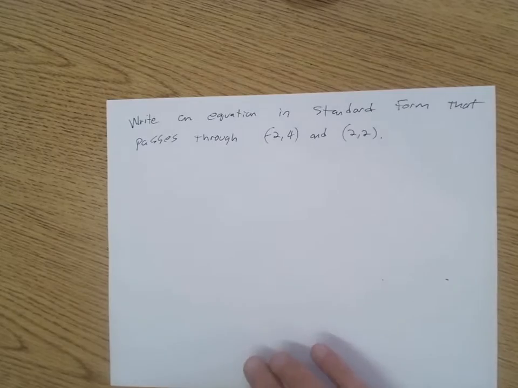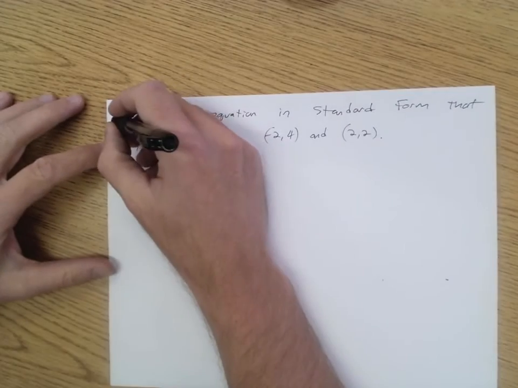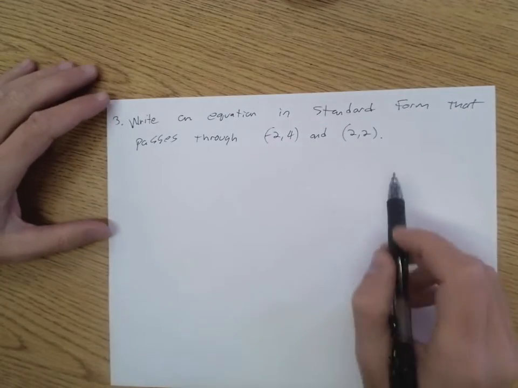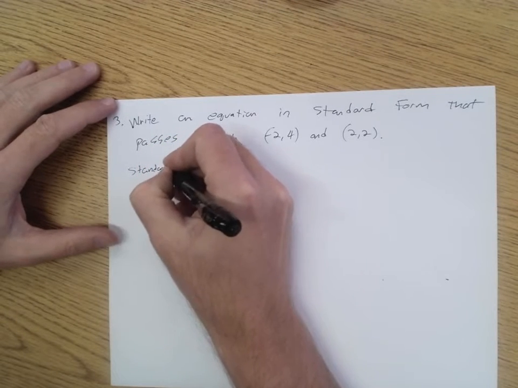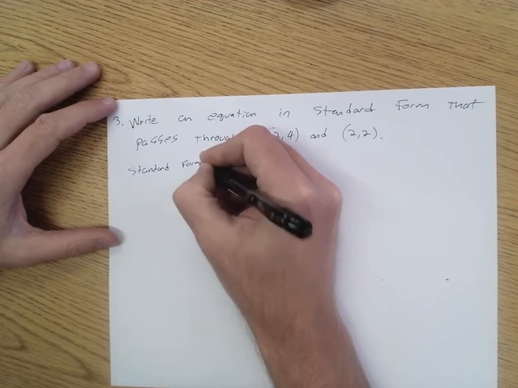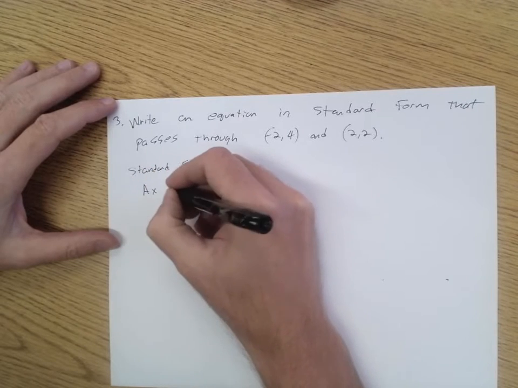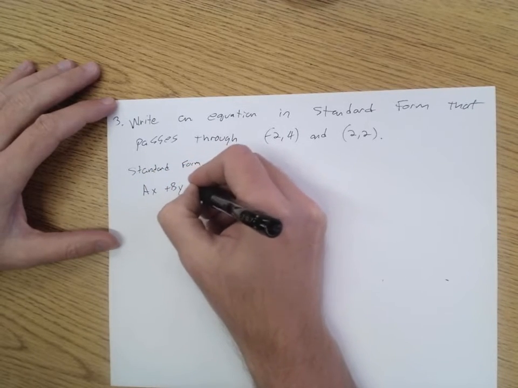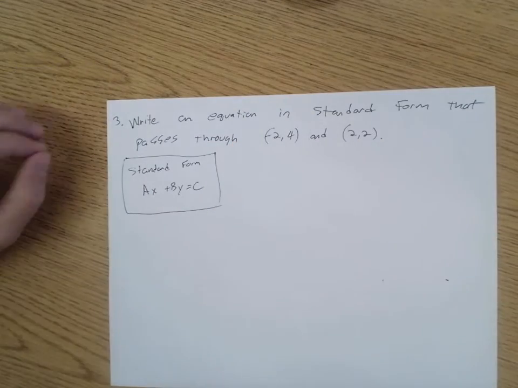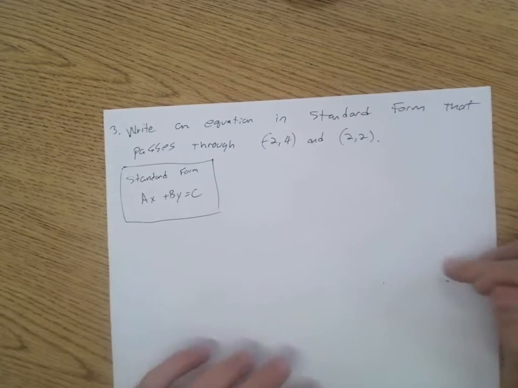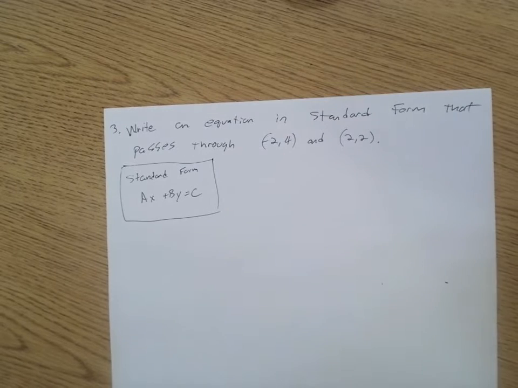Okay, so next we're going to take a look at writing an equation of a line in standard form. Standard form is an equation in the format of ax plus by equals c. We don't really know what a, b, and c are, and that's not really important. Once we write out the equation, you'll see what to do.